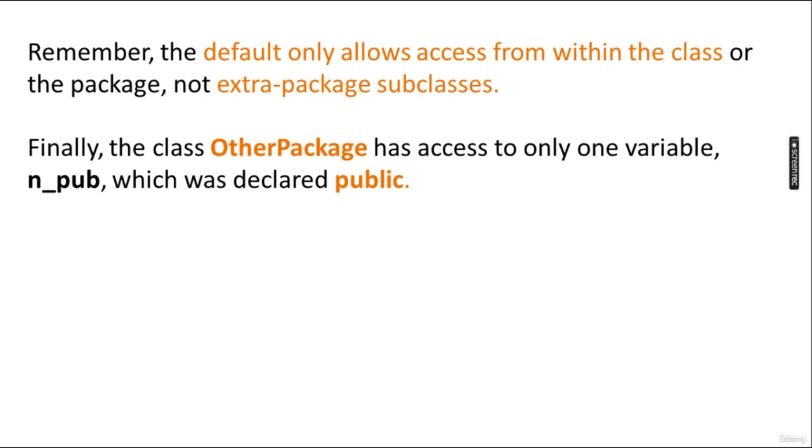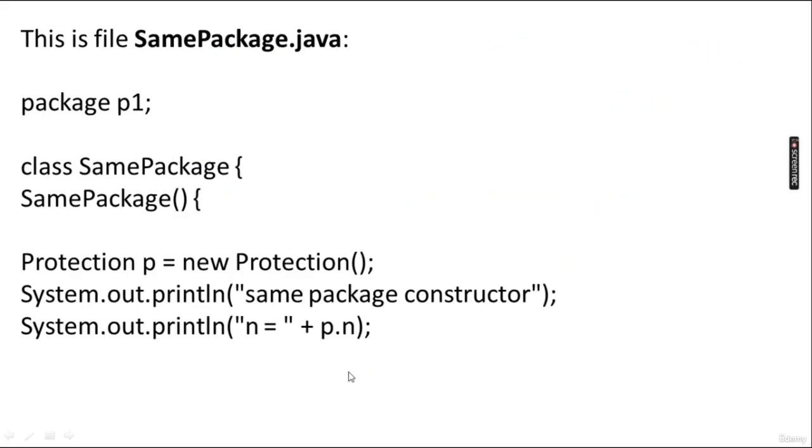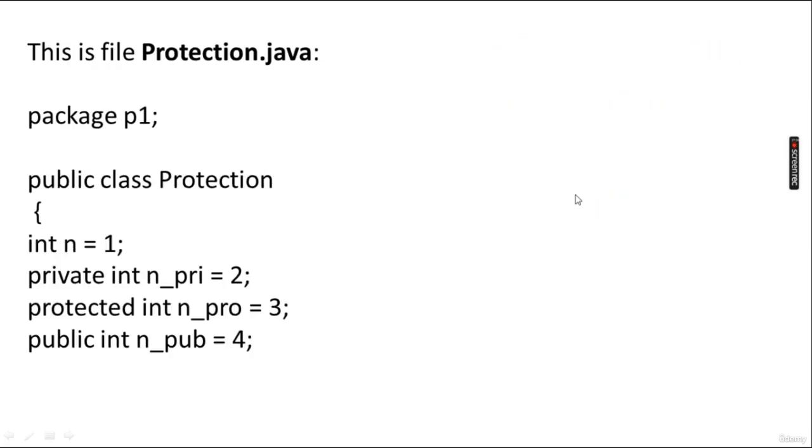Finally, the class other package has access to only one variable, n public, which is declared as public. Protection2.java. Protection2 extends p1.protection. Protection2 default constructor, derive other package constructor, class or package only. N is used here. So we will see n is declared as integer n is equal to 1. It is a default access.